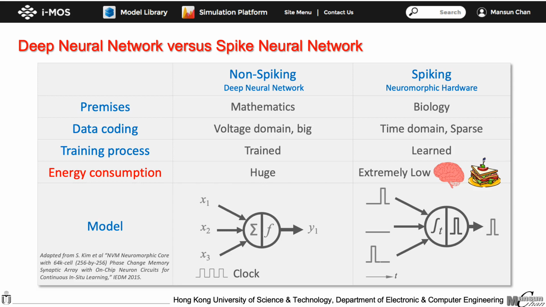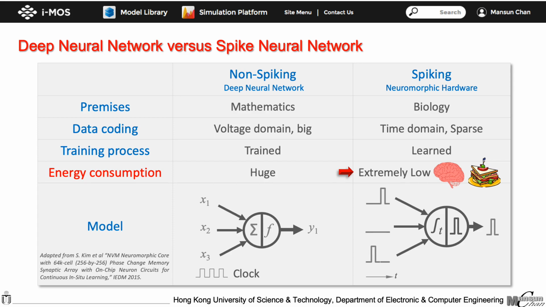A more detailed comparison between deep neural networks and neuromorphic computing is given in this table. Deep neural network is more mathematically based, and the data coding is usually performed in the voltage domain. On the other hand, neuromorphic hardware is more biologically oriented and processes data in the time domain. The most important advantage of neuromorphic hardware is power consumption due to the sparsity of the pulses. It is just like our brain, which can rely on food to function and is always on.